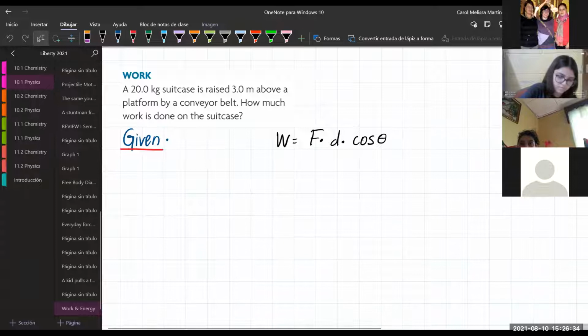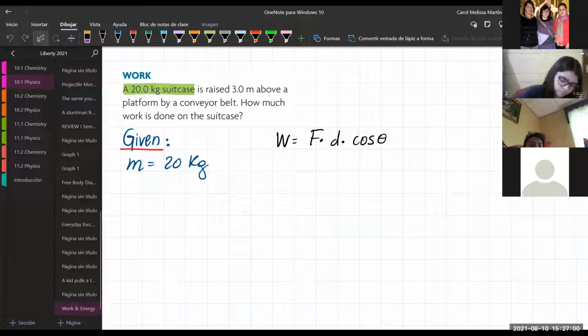In the givens, the problem is telling me extra information, of course, because it's giving me that the suitcase is 20 kilograms. Why do I need the 20 kilograms? Para nada, they are just messing with my mind. Let's see if we can use it later, okay? I'm going to write it because it's given. Mass is 20 kilograms. It says is raised 3 meters above a platform. Is raised 3 meters, that means that is a distance, okay? The suitcase is lifted a distance of 3 meters.